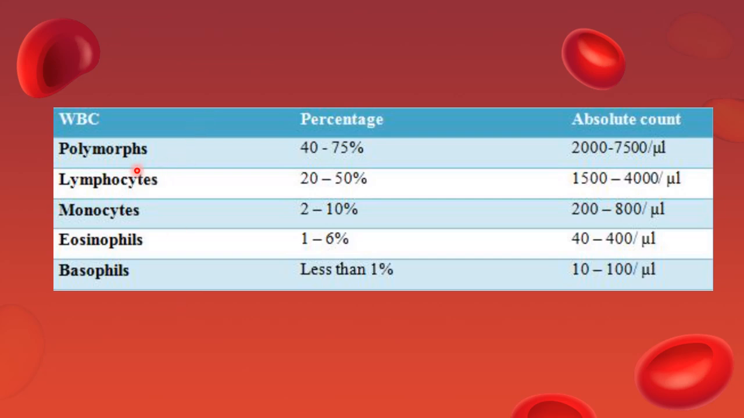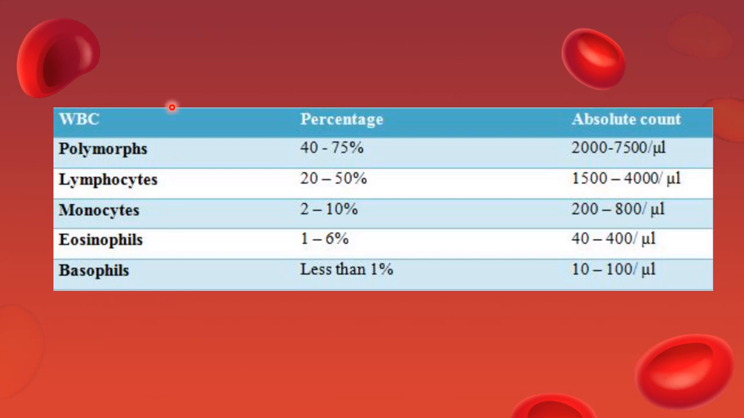Okay. So, polymorphs or neutrophils are around 40 to 75%. Lymphocyte is 20 to 50. Monocyte is 2 to 10. Eosinophil is 1 to 6. Basophil is less than 1%. Different references or sources have different normal values for WBCs. But consistently, neutrophils are the most numerous, next lymphocytes, next monocytes, and basophils are the rarest.